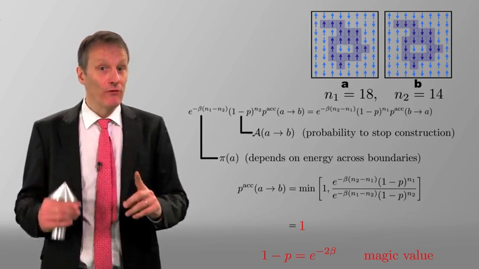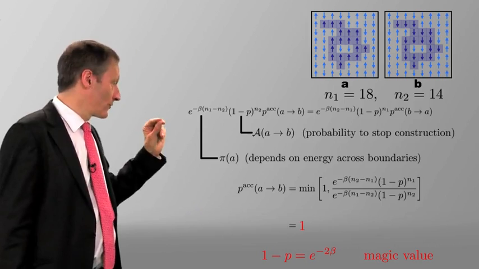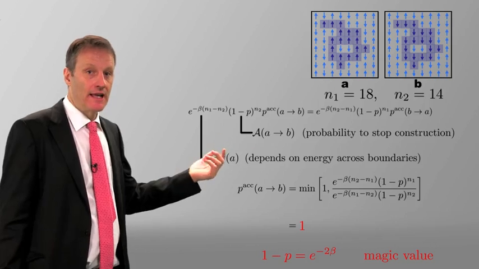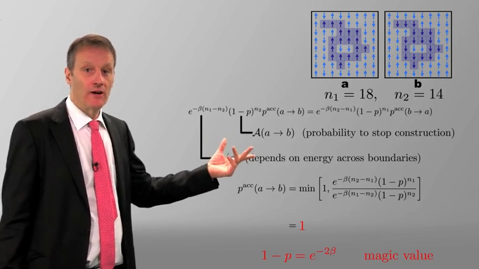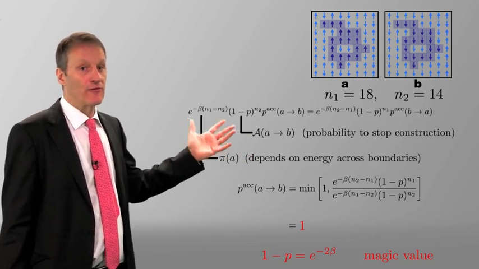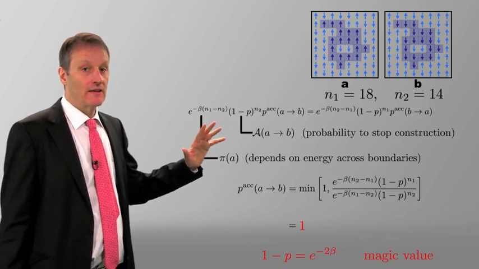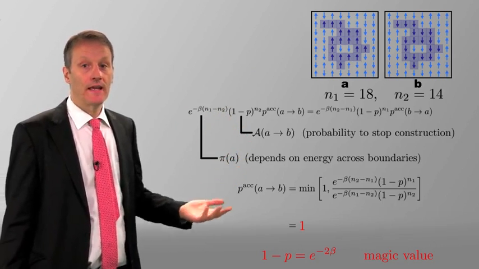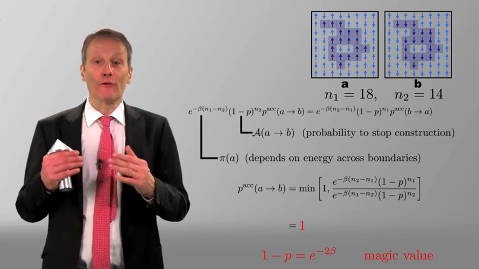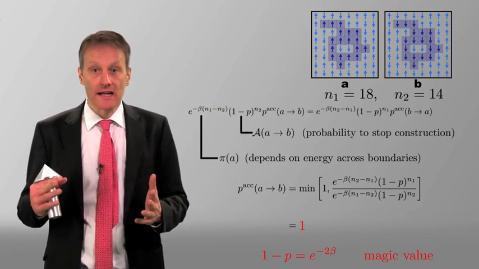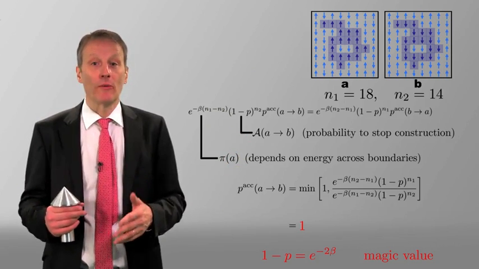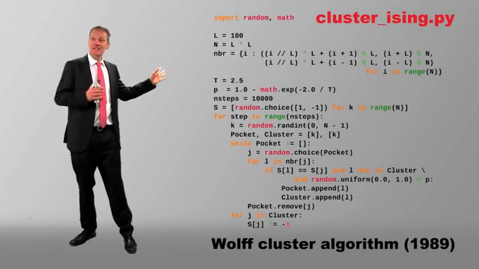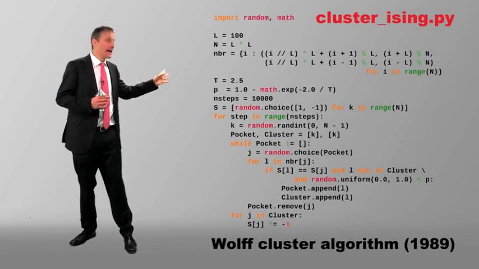So with this value of p, we may simply construct the cluster, then flip it, then start another one, construct the cluster, then flip it, another construction, flip, and so on. This is the famous cluster algorithm by Wolff from 1989. In Python, this gives the following 19-line program.